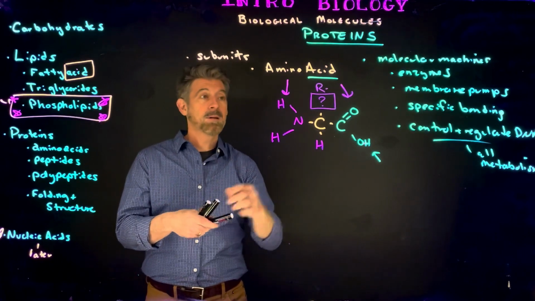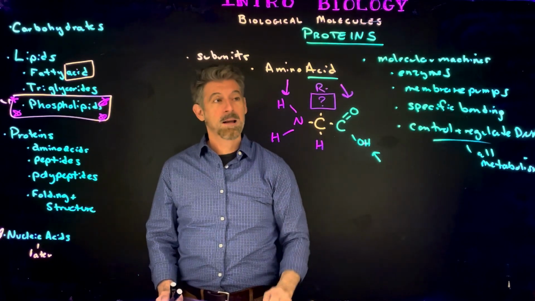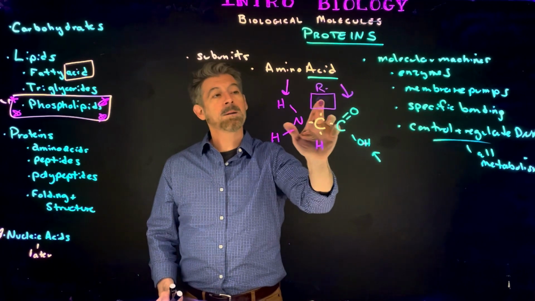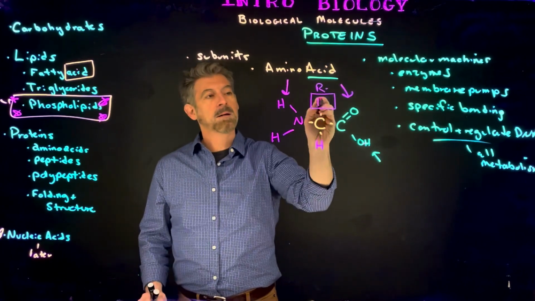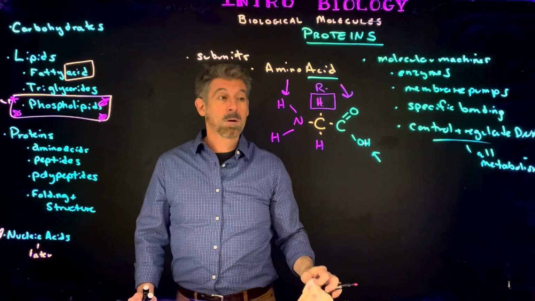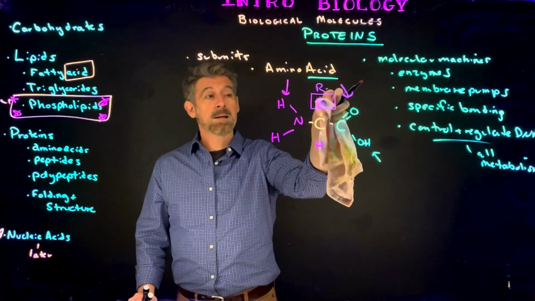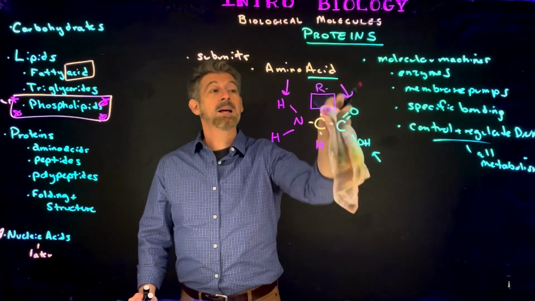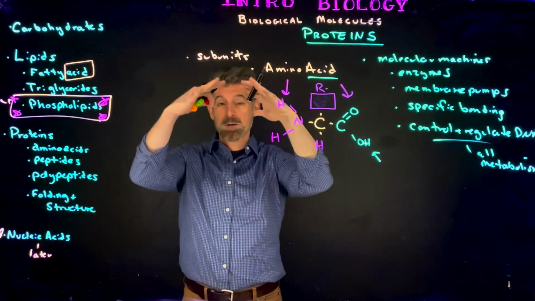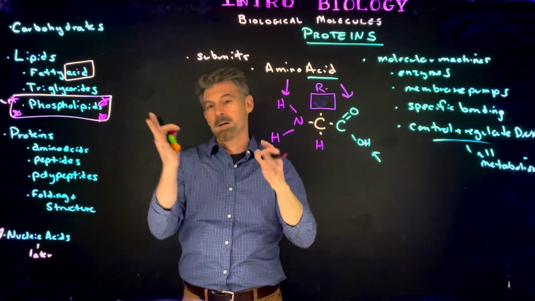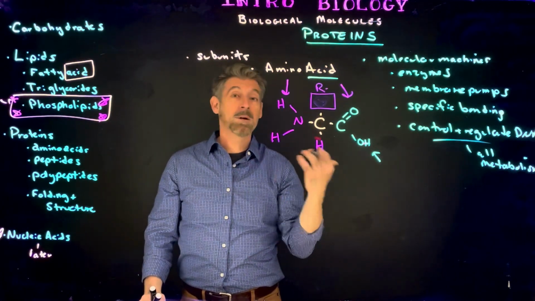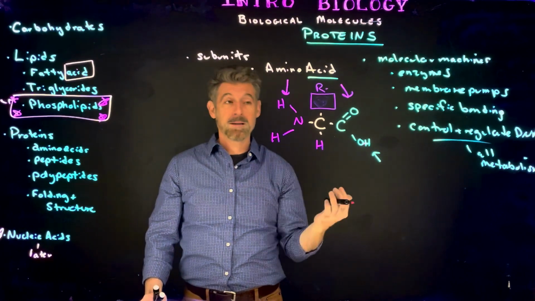And what makes them all unique? It's who is that? What is that? Who can it be? What can it be? Well, it might just be another hydrogen. That's glycine. That's one of, they say, the 20 amino acids. So it could just be something like that. It could be something more complex. It could be a ring structure. It could have a lot of carbons and all kind of different things. It could be polar. It could be nonpolar. It could be acidic. It could be basic.